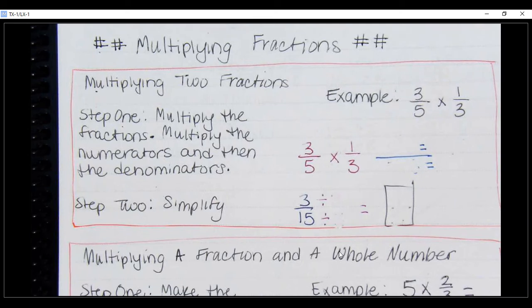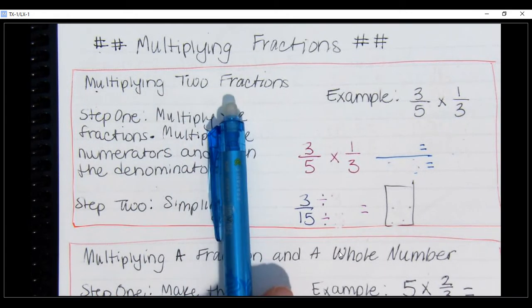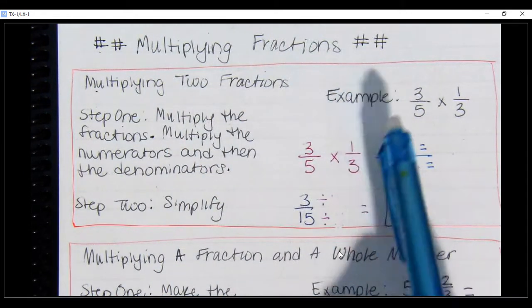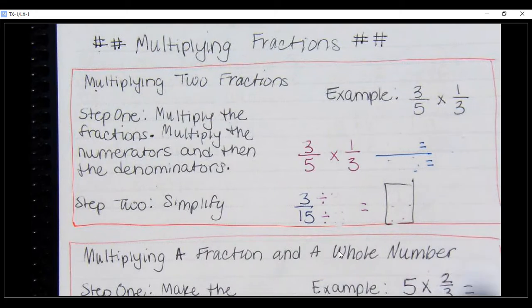Hi everyone, today we're going to be multiplying fractions. Multiplying fractions probably has the least amount of steps in order to solve, so yay, let's get to it. Multiplying two fractions together. We have an example of 3/5 times 1/3.